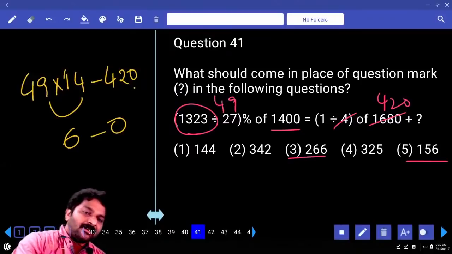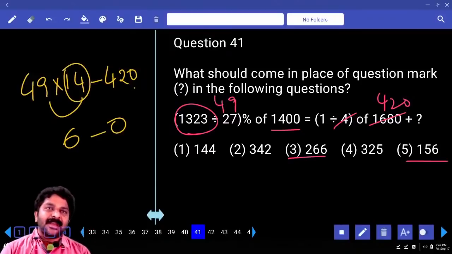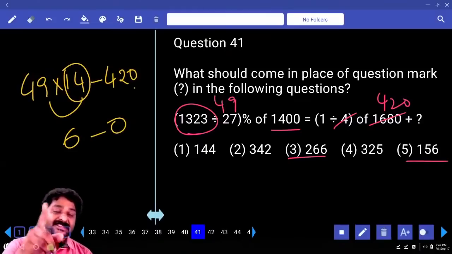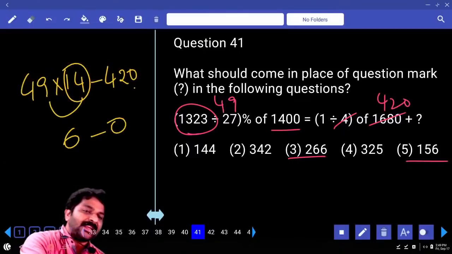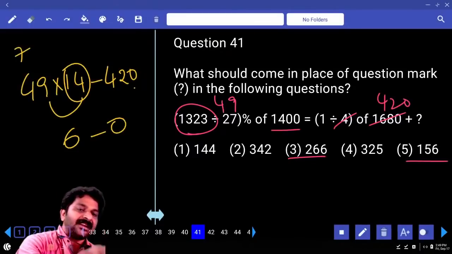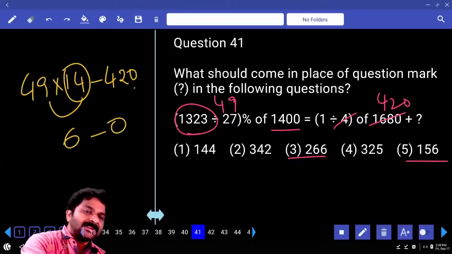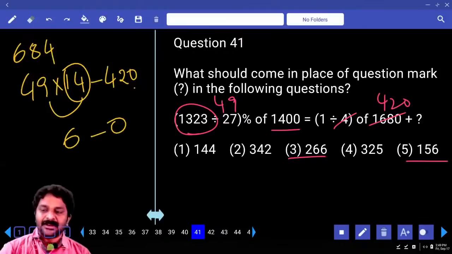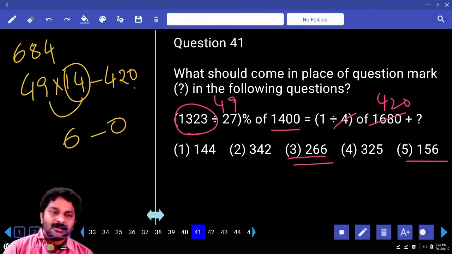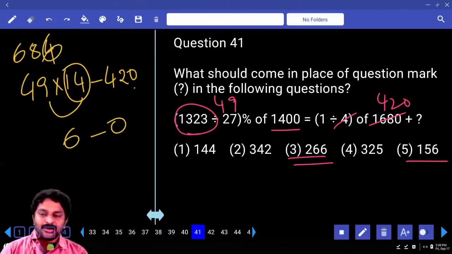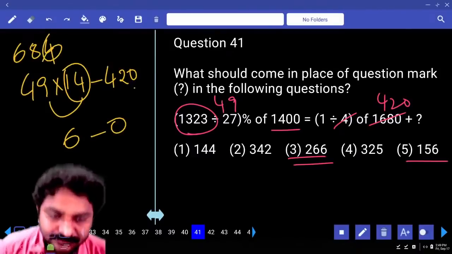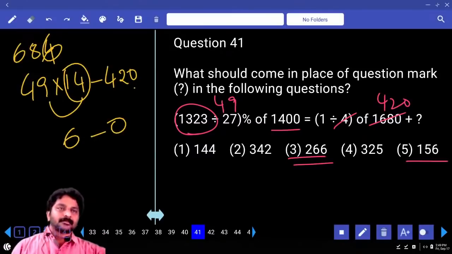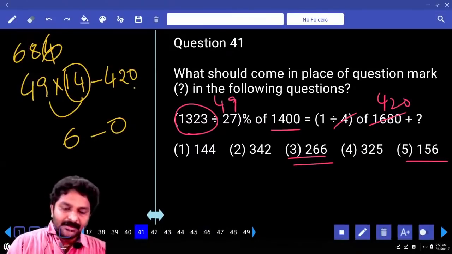Come on. 14 50 times minus 1 time. 14 50 times is 700. Minus 1 time in the sense 700. 684. 684 minus 420, that is equal to 266. Right. 266. Next.